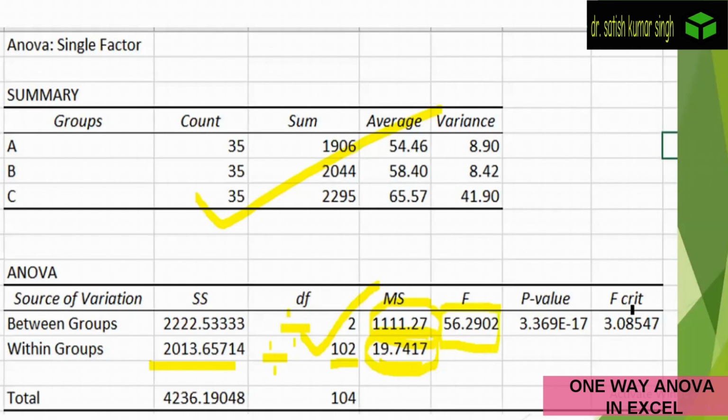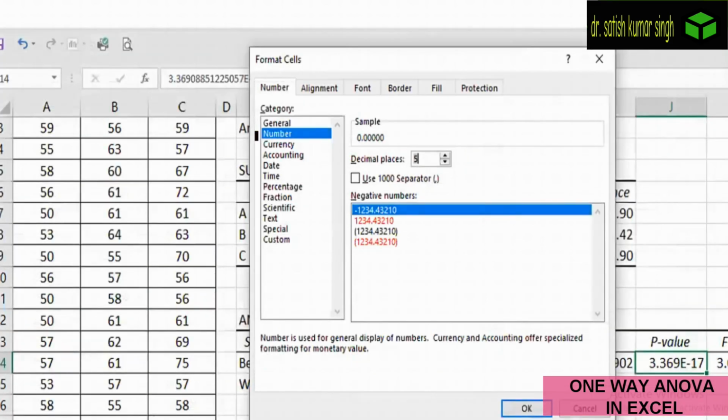Next, we have to compare the F statistic with the table value of F, which is taken at 2 degrees of freedom between groups and 102 degrees of freedom within groups. So that is, you can see the table value, but when we have calculated in Excel, it also gives us the p value. So we can see the p value here. Exactly, we are not aware because E17 is there. So we have to see what exactly it means. We will right click, go to Format Cells, select Number, and take it to 5 decimals. We will click OK.